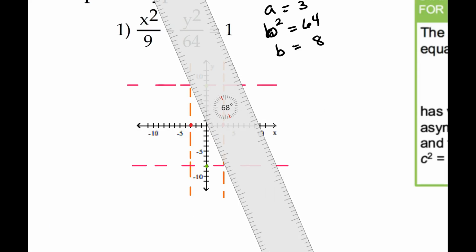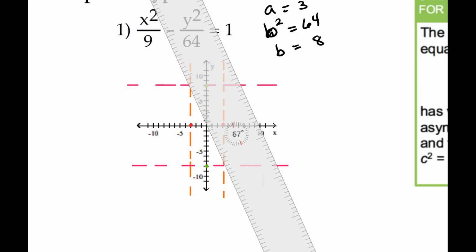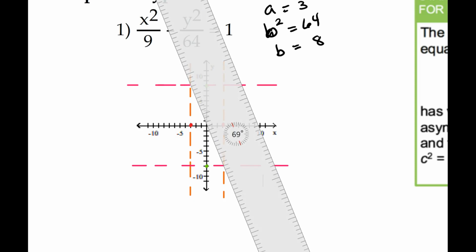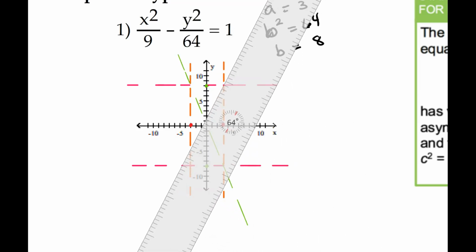Okay, so we're going to align it just like that. And I'm going to draw another set of dashed lines. You can barely see it. It's kind of faint maybe on your screen, but we'll see it in just a second when I do this. You see, there it is.